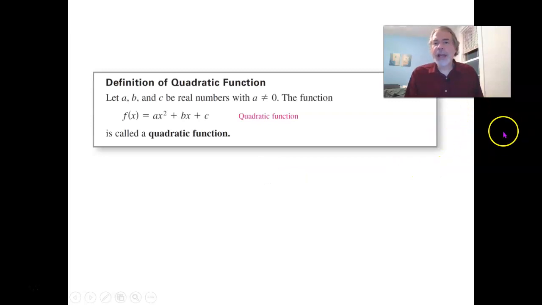So a quadratic function is a function like this, ax squared plus bx plus c, where the a, b, and c stand for any numbers. The only restriction is that a can't be 0 because then we wouldn't actually have an x squared term. So basically, a quadratic function is a function that involves the variable being squared, but nothing more complicated happening than that.